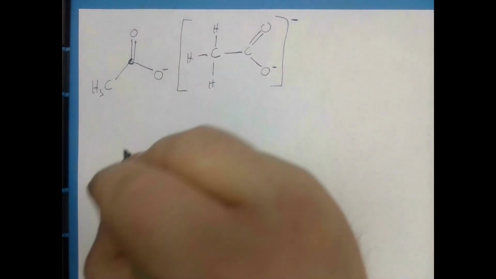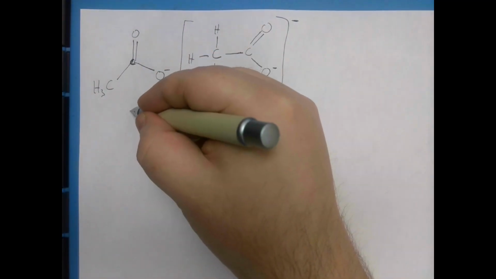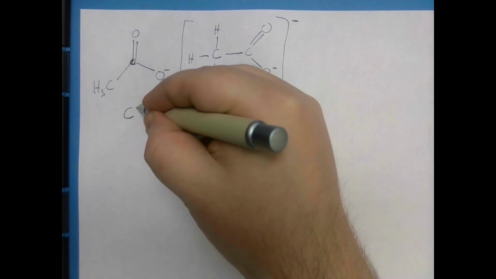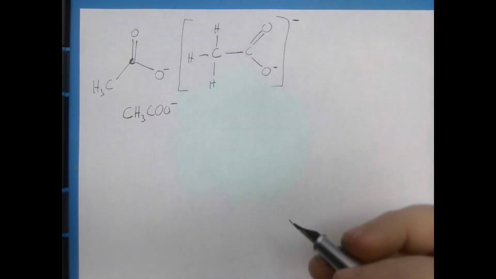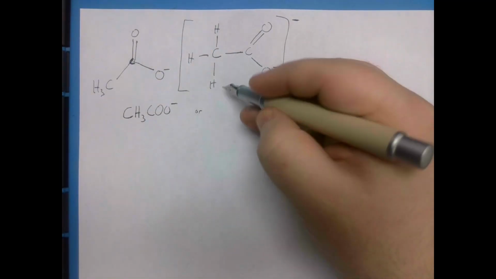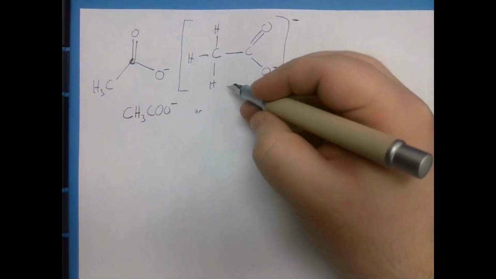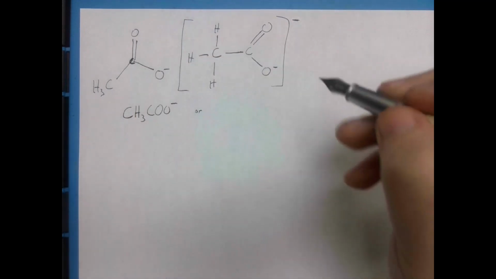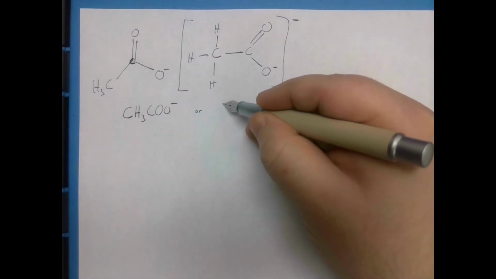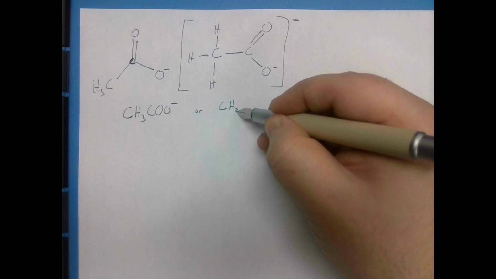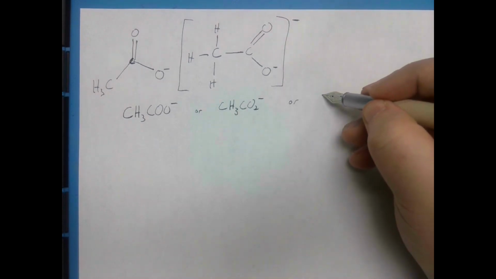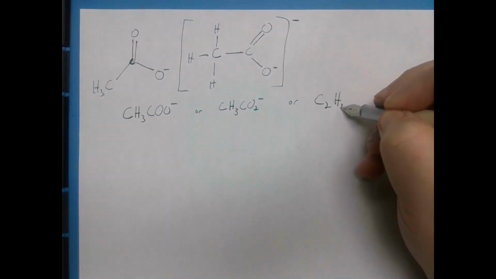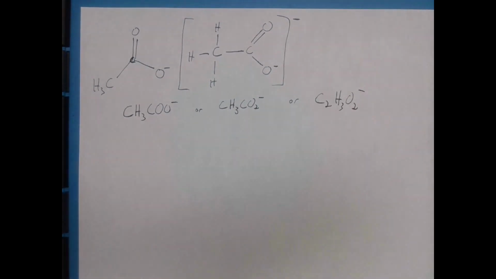It has many different formulas. The most common way of writing it is CH3COO negative. See, a carbon with a carbon. Another way you see it is CH3CO2 negative. Or sometimes they combine them all together, like that. What is the name of this compound?